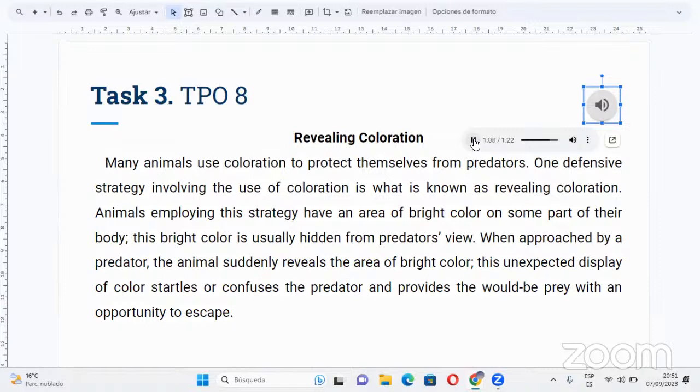And when the morpho flaps its wings, all the bird can see are flashes of light reflected from the morpho's wings. Those flashes of light make it very difficult for the bird to follow the morpho, and the morpho is usually able to get away.